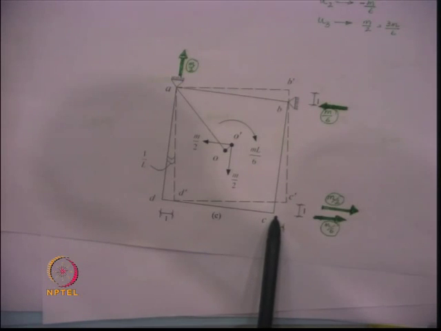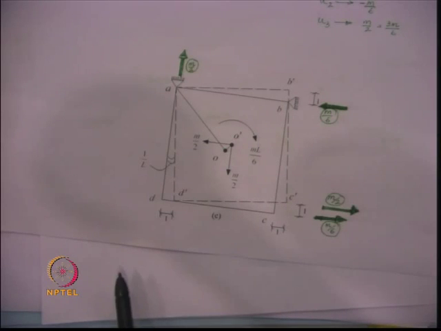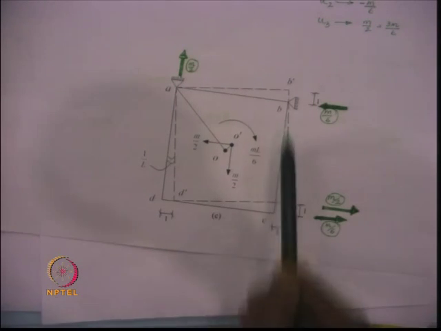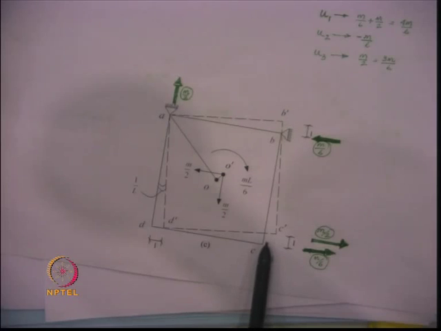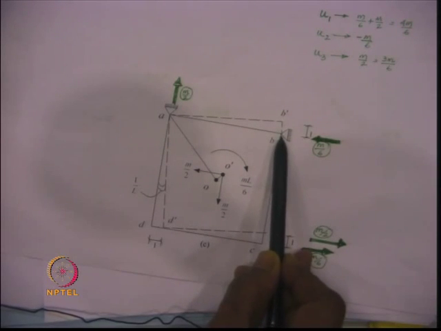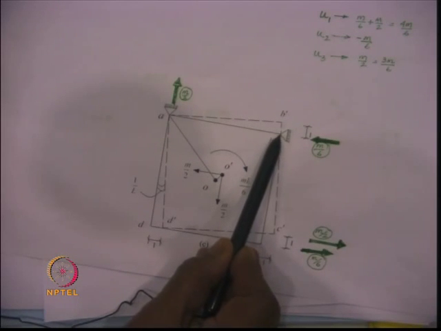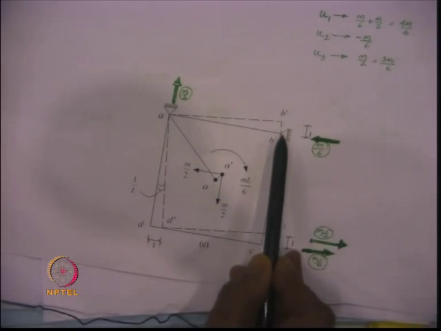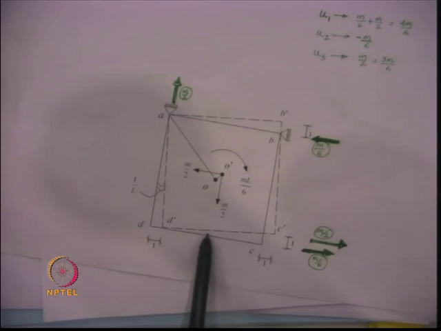Now, at this point, if I give a displacement of unity, this will also move in this direction by unity, because there is no restraint provided over here in this direction. So, we do not have any restraint in this direction and therefore, it can move. Now, if it moves by unity in this direction, then this point moves to this point, that is B dashed, and this movement is again perpendicular to this line, so that this length remains unchanged, because it has rotated by the same amount.